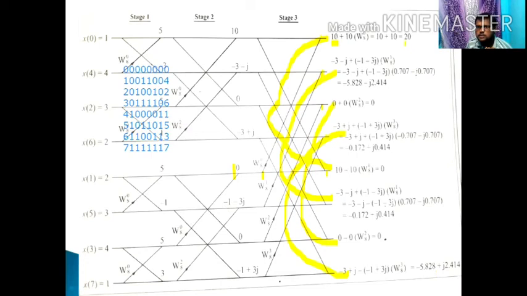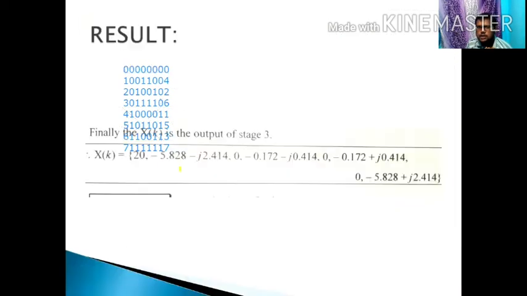So the first answer will be 20, then -5.828 - j 2.414, comma 0, and so on. It should be placed in curly braces, because this is the way to represent the signal in sequence representation. This is one form of representing the signal. X of k is the frequency component. So this is the way to solve the DIT FFT algorithm by using radix 2 structure.